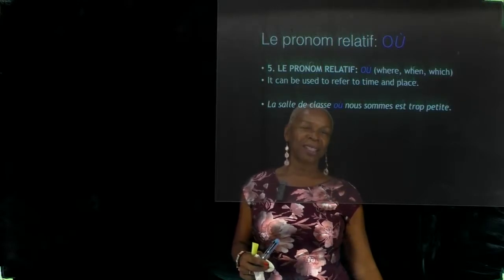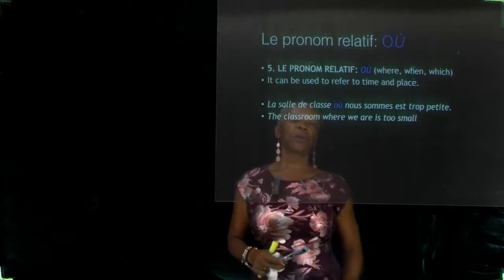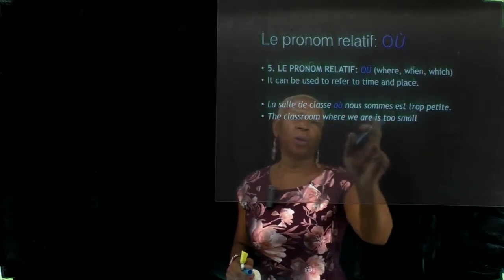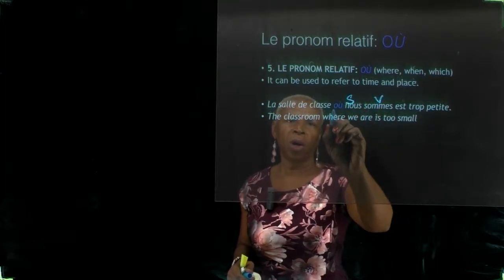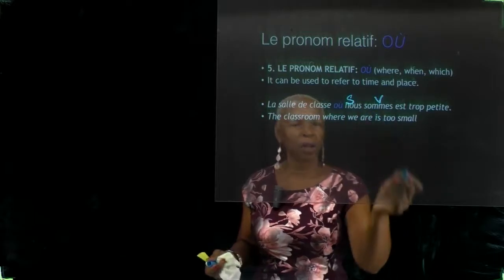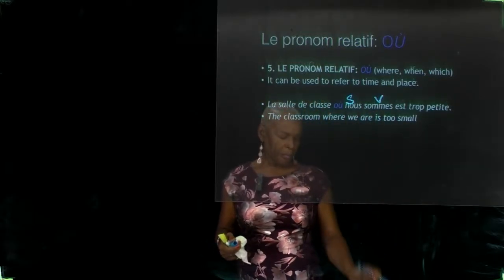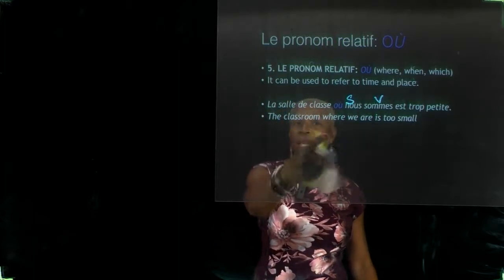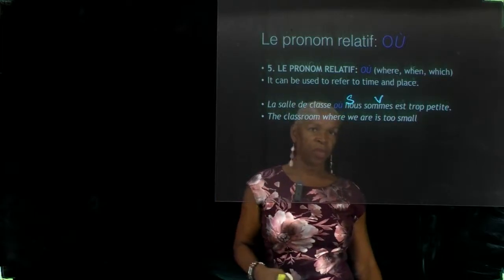La salle de classe où nous sommes est très petite. The classroom where we are is too small. Okay? And again, you have the same word order, subject, verb. So, où plus subject and verb. Just like que, just like dont, they follow the same pattern. Okay? So, in this case, it's a location, it means where, in terms of the location.